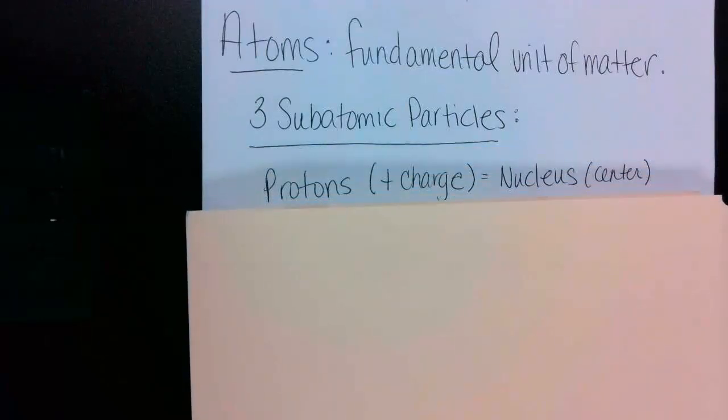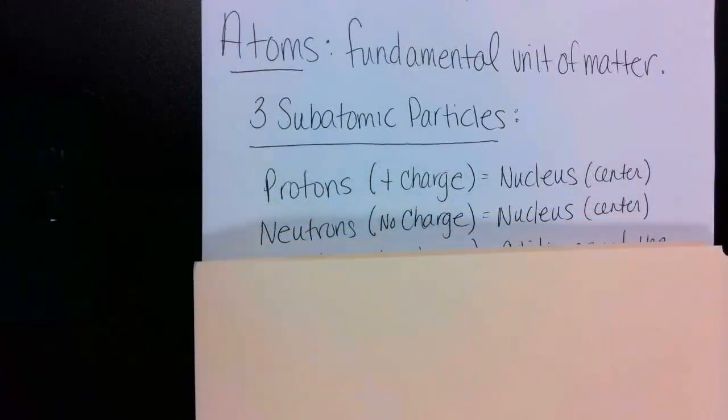We look at the protons, which hold a positive charge and are found in the center or nucleus of the atom. The neutrons, which have no charge, they are neutral, and are also found in the center of the atom. We talked about that these 2 subatomic particles make up the atomic mass of the atom as well.